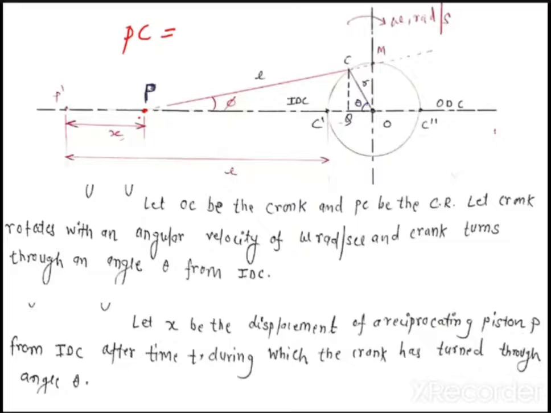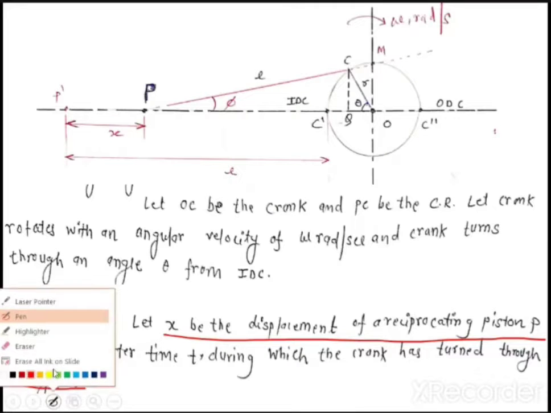The piston is going to be displaced inside the engine cylinder. Then we say that its displacement is x. Means what? The distance between P dash and P. So I have mentioned the same here: x is the displacement of the reciprocating piston P from IDC after time t, during which the crank has turned to angle theta. Okay, so this is what I have considered. Is it clear?